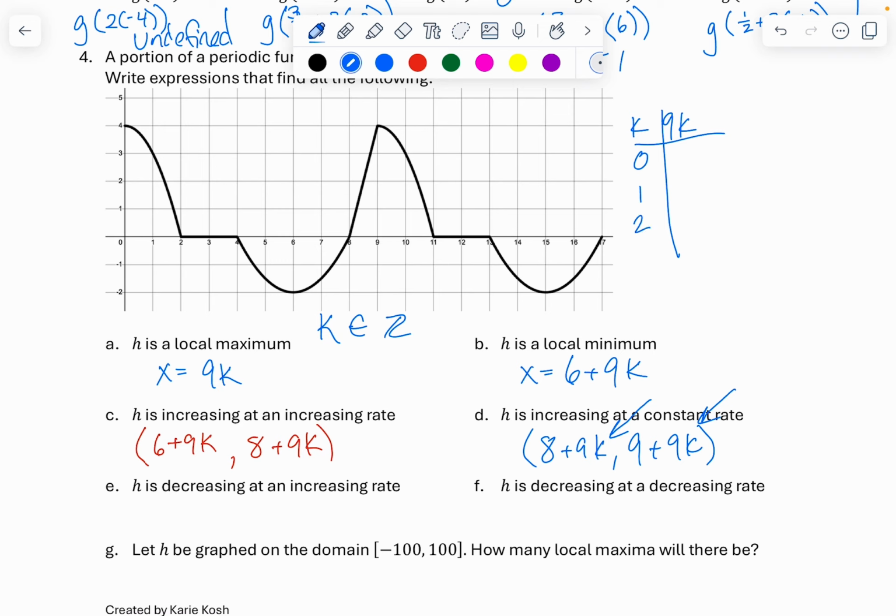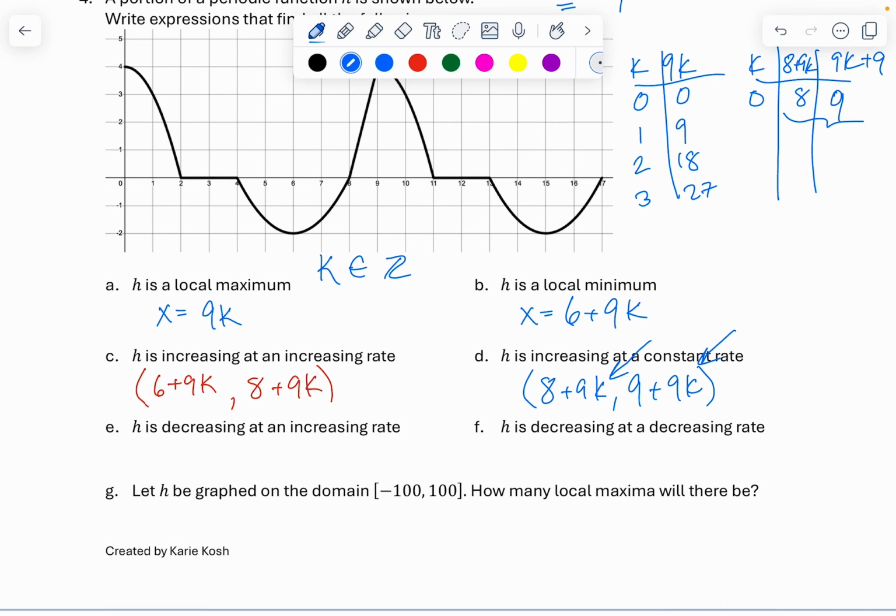I can plug in 0, 1, 2, 3, and this is 0 and 9 and 18 and 27. But then if I tried to say k and then 8 plus 9k and then just 9k, when I plug in 0, I would get 8 and then I would get 0. That doesn't make sense. It's not the interval from 8 to 0. It's the interval from, so that's why we switched this from 9k to 9k plus 9. And so, yes, now it's the interval from 8 to 9. Okay, anyway, that was a little tedious, but hopefully that made sense.